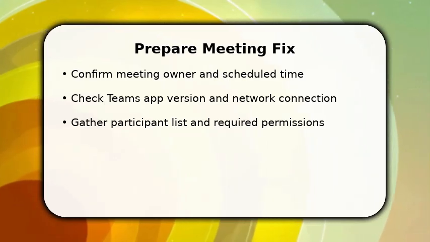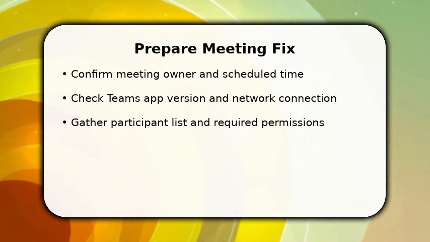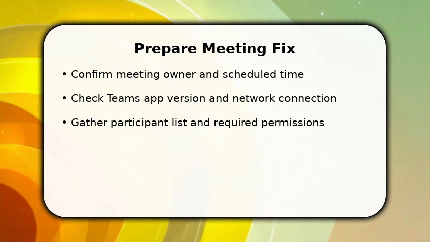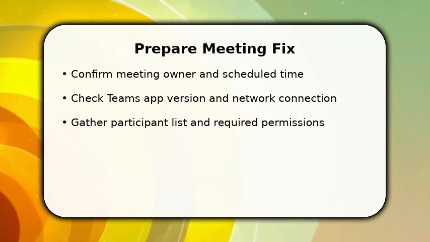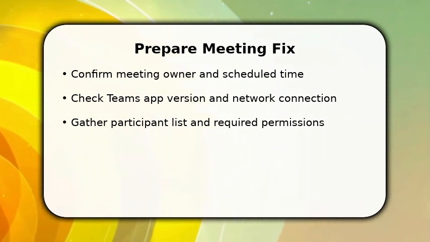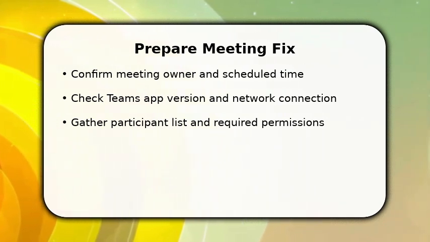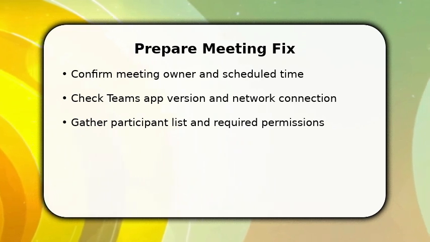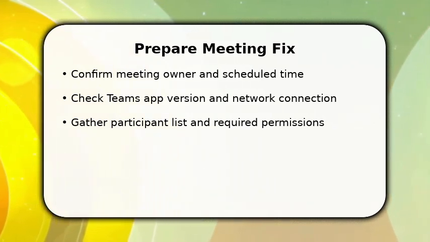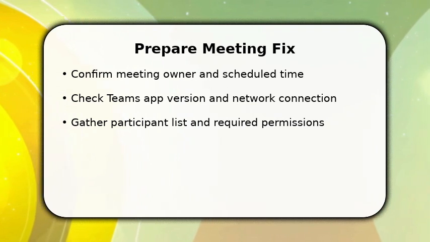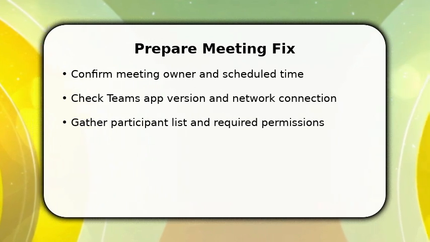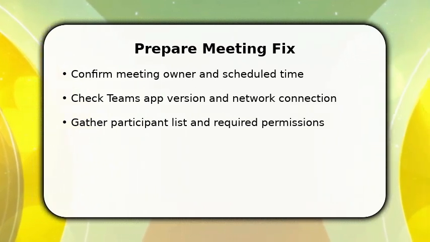You start by confirming who owns the meeting and that the scheduled time is correct. This avoids permission conflicts later. Once done, make sure your team's app is up to date and your network is stable so changes propagate. You should also open the meeting details and verify the participant list and guest access. This is why you can reassign roles or resend invites immediately. Doing these prerequisites lets you take the first corrective actions without wasting time on trial and error.